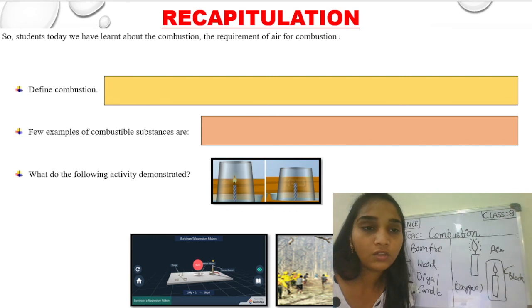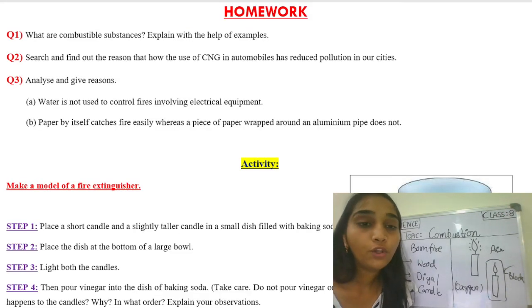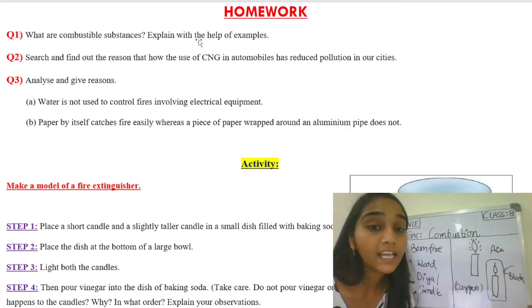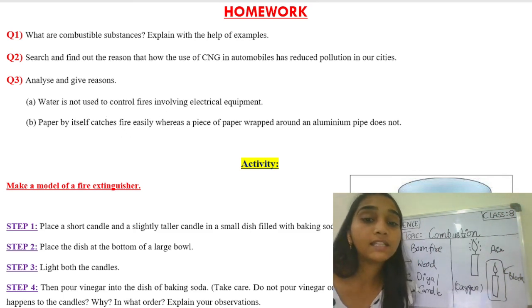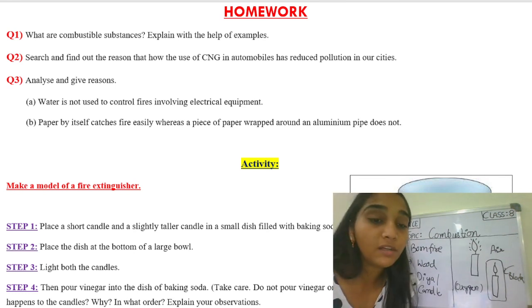Very good students. So now this is the homework for you. What are combustible substances? Explain with the help of examples. Search and find out the reason how the use of CNG in automobiles has reduced pollution in our cities, and analyze and give reasons for the two statements that water is not used to control fires, and paper by itself catches fire easily, whereas a piece of paper wrapped around aluminum does not. So what could be the reason behind the statements?